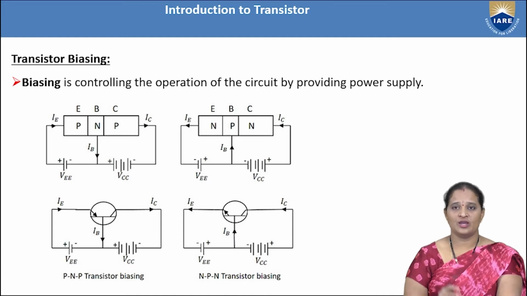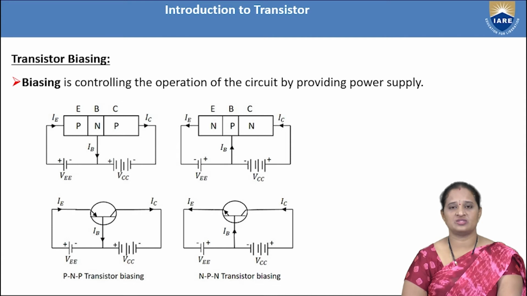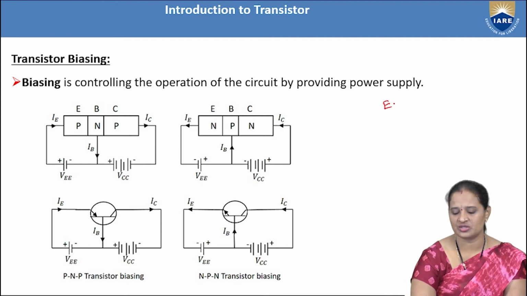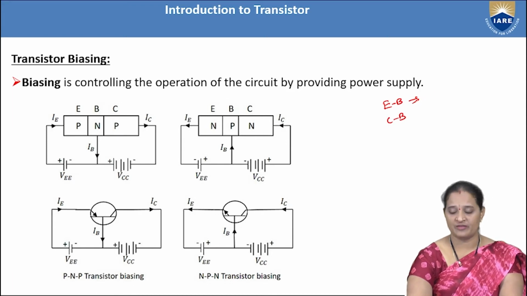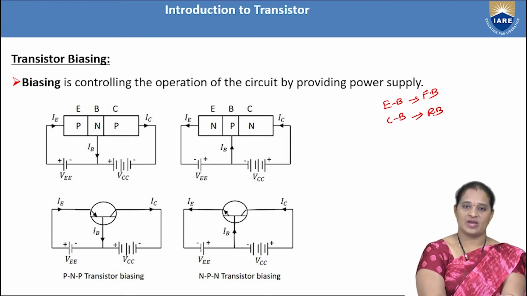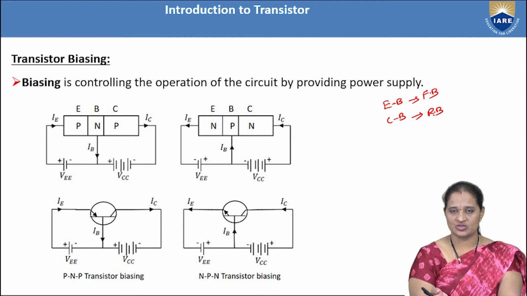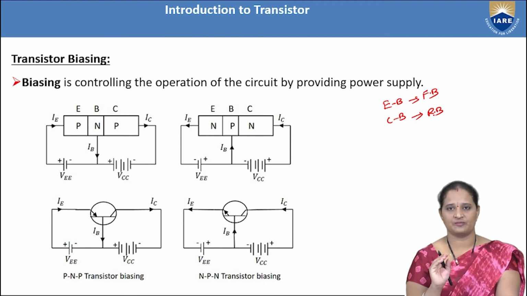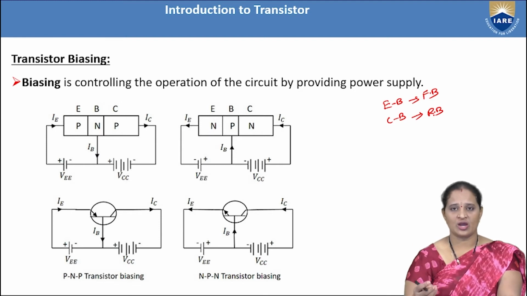And one more thing: the major purpose of a transistor is amplification. In order to operate the transistor as an amplifier, always remember we have two junctions. What are the two junctions? The emitter to base junction and the collector to base junction. In order to perform the amplification operation, always remember the emitter to base junction should be forward biased and the collector to base junction should be reverse biased. As the emitter has to generate the charge carriers, we always forward bias the emitter junction, and as the collector is to collect the charge carriers, it is always reverse biased.